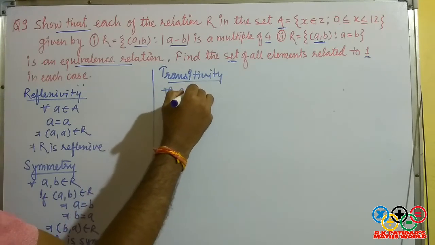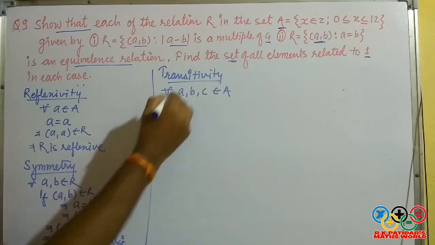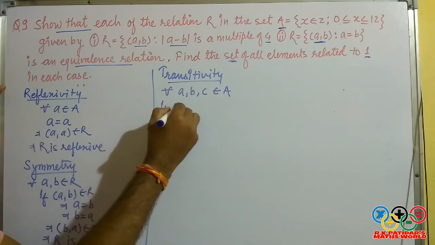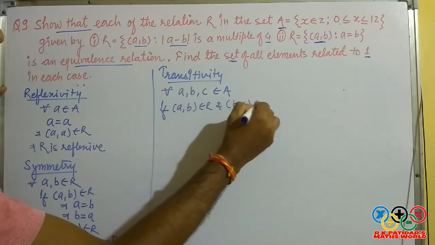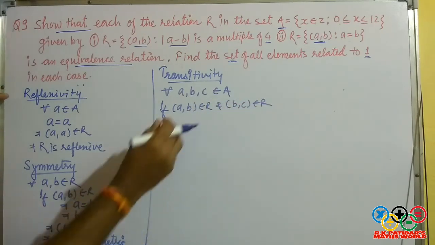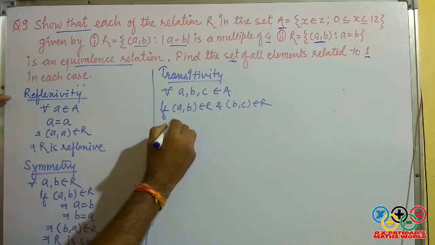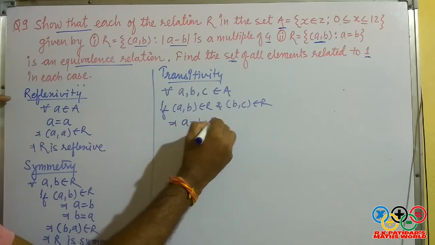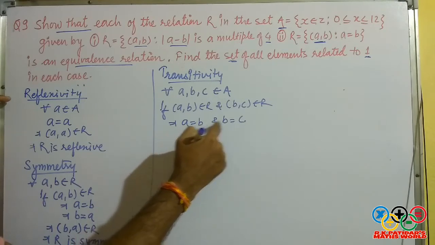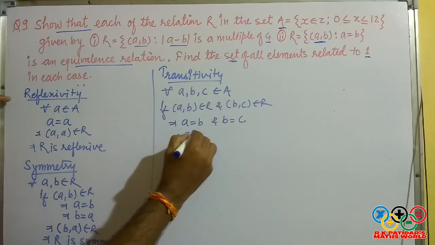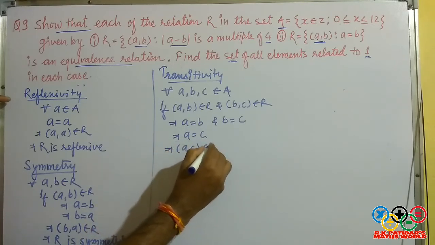For all A, B and C belonging to this relation R: if AB belongs to R and BC belongs to R, then we have to prove whether AC belongs to R or not. AB belongs to R means A is equal to B, and BC belongs to R means B is equal to C. A is equal to B and B is equal to C implies A is equal to C. And if A is equal to C, then AC belongs to R.